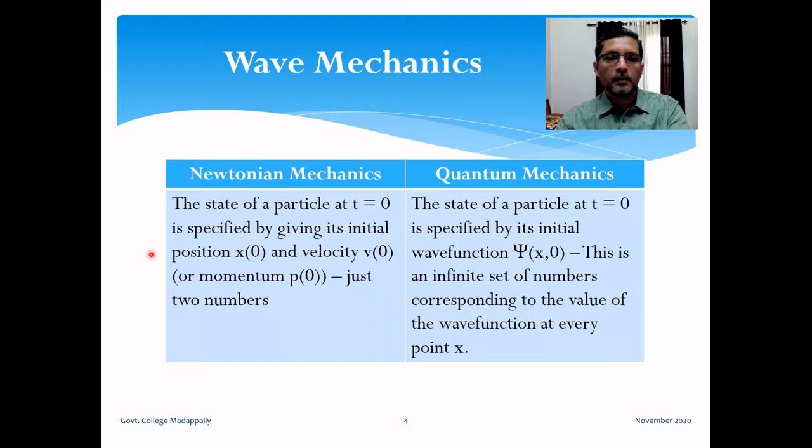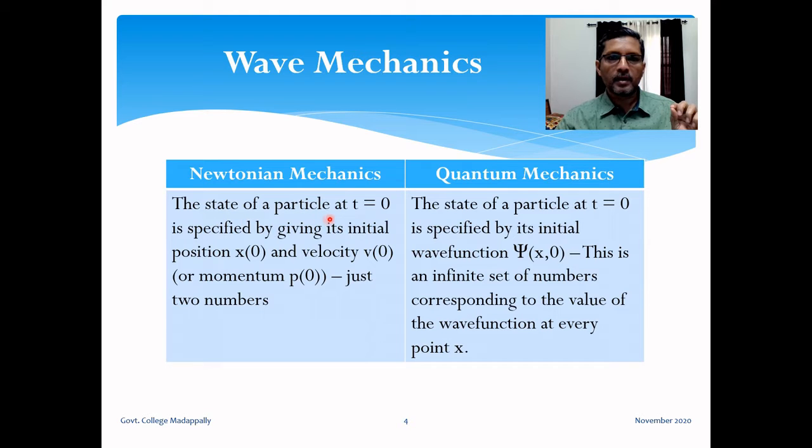So let us compare how a system, we consider a single particle as a system, is analyzed in terms of Newtonian mechanics and quantum mechanics, because we are familiar with what we have done in Newtonian mechanics. So the state of a particle, this single particle constitutes our system.